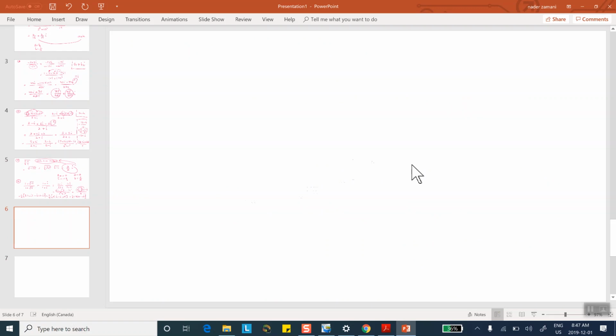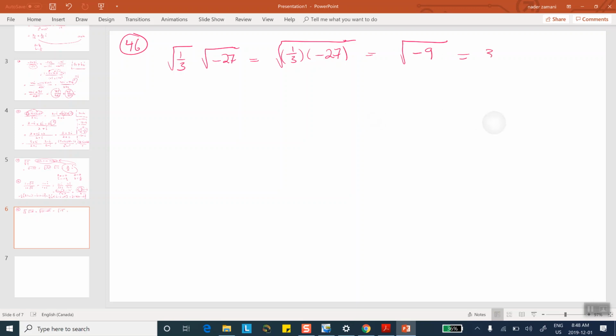Okay, let's do the other one, number 46, which goes like this. I think it says root of 1/3 times root of minus 27. Now, what we can do here is we can see that we can write everything under the same radical. 1/3 times minus 27, and this is root of minus 9, right? And this is 3 root of minus 1, and this is 3i. That's it.